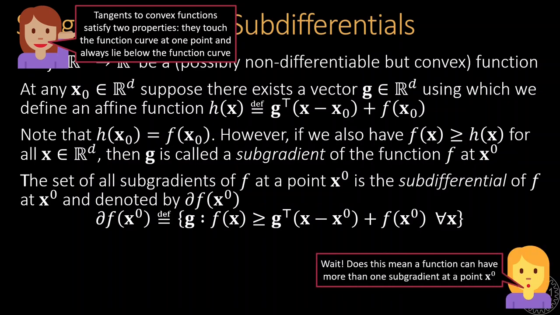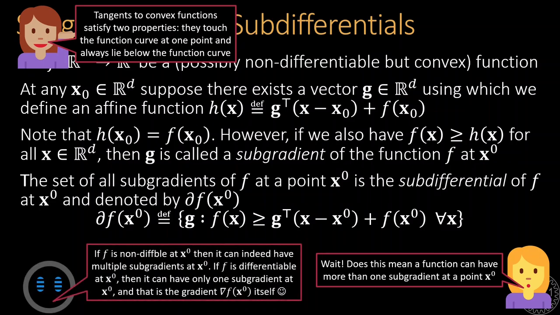Note that this means that a non-differentiable function can have more than one subgradient at a point. However, things are still nice because for differentiable convex functions, if we try to use this definition, we find that there is a unique subgradient at a point, namely just the gradient at that point.